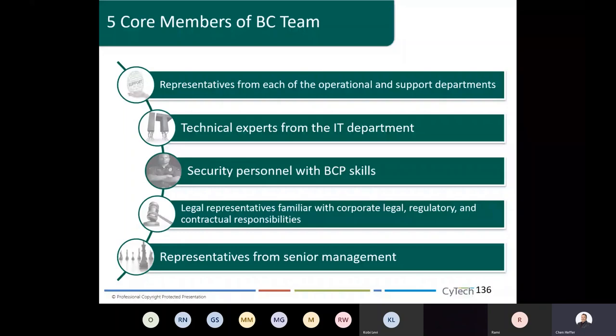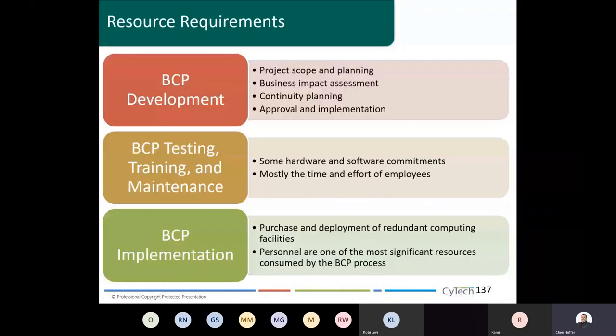And then the resource requirements, you ask yourself, what are the resources, people, process, and technologies in your resources? Do you have the right amount of money to run the disaster or the continuity planning for that matter? Do you have any commitment for certain hardware or software or employees with certain skills that you rely on? And this is the resource analysis.